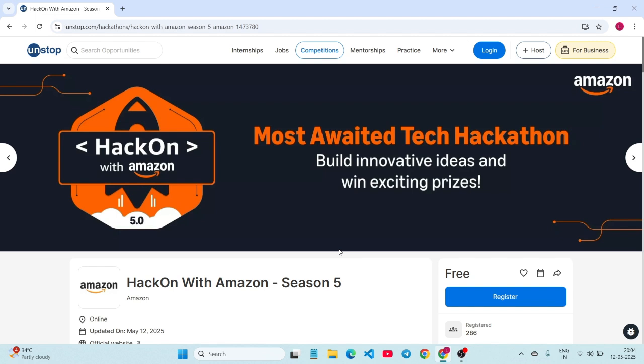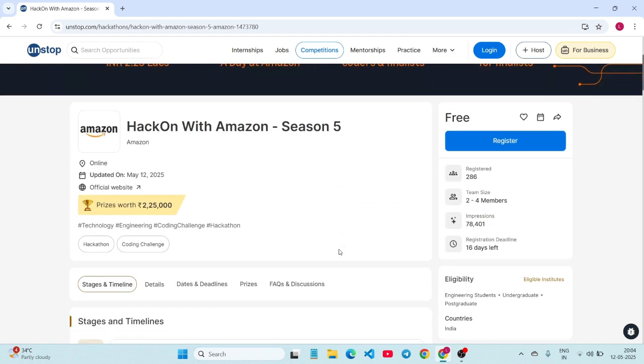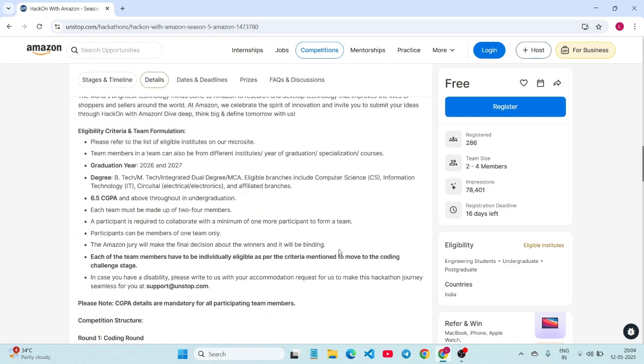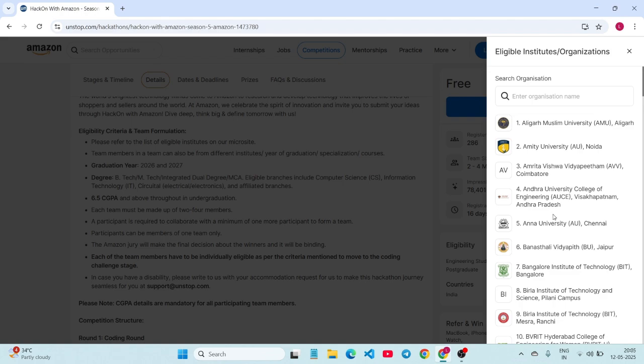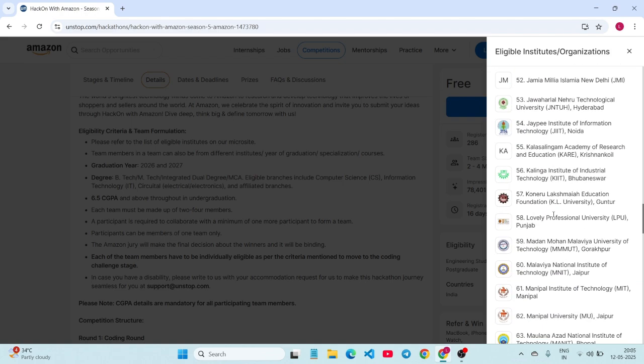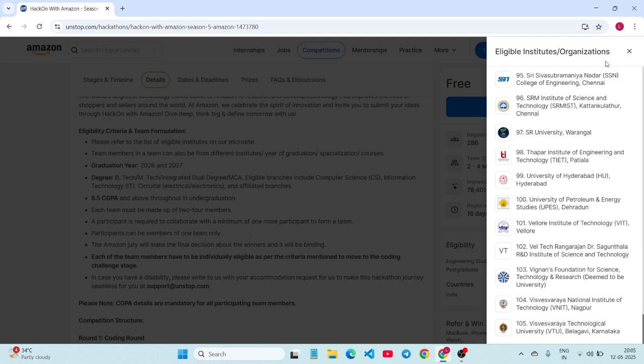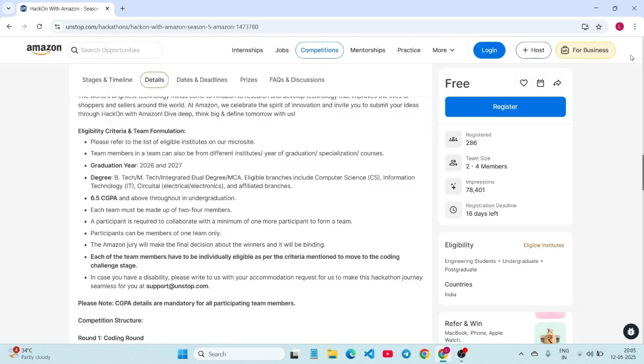Let's see who is eligible for this hackathon and which institutes are eligible. Registration has already started, and for eligibility, those graduating in 2026 and 2027, which means currently second years and third years, are eligible. They have also provided a list of eligible institutes, nearly 105 institutes. You can see the list here, and if you are eligible, you can apply.